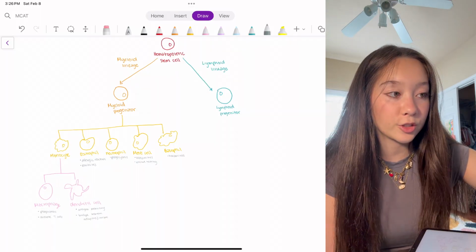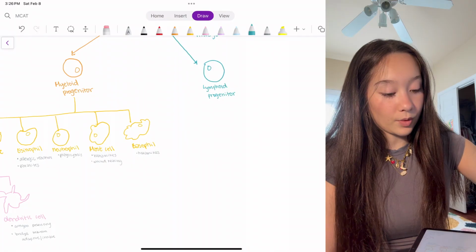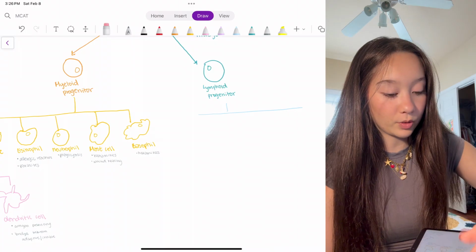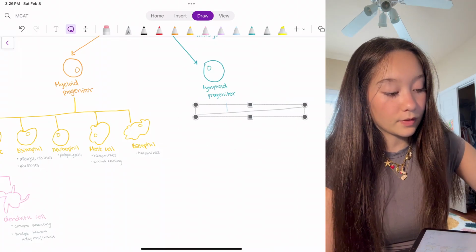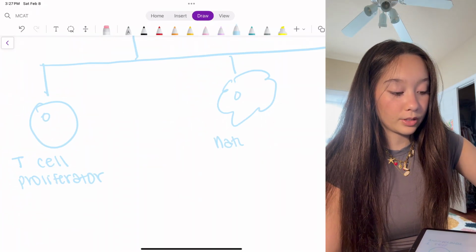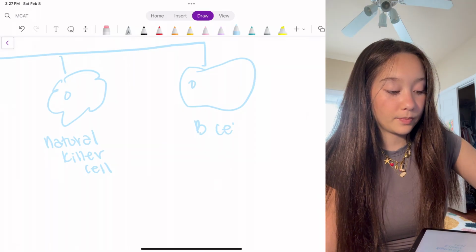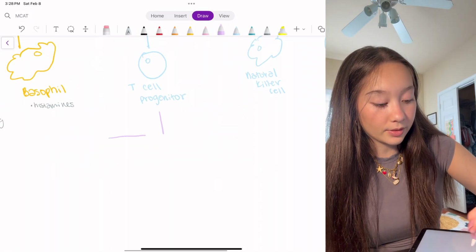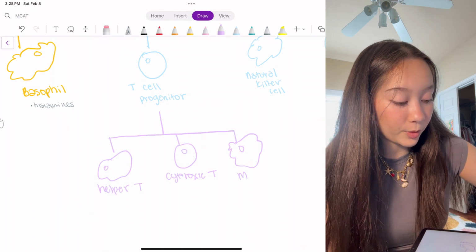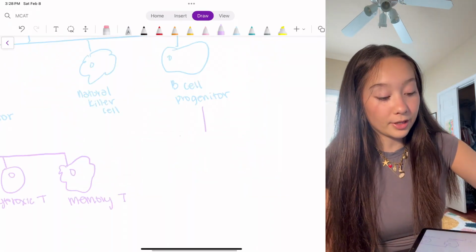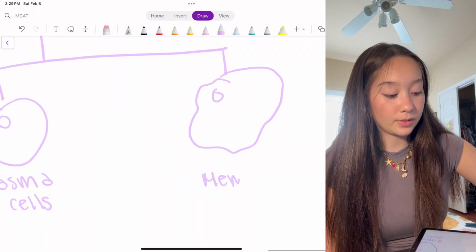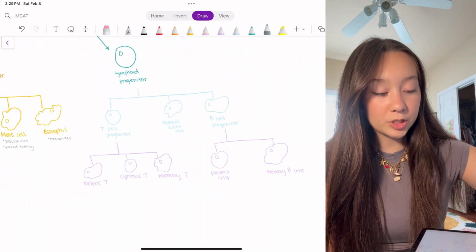Now we are going to move over to the lymphoid lineage. So instead of differentiating into 5 different cells like the myeloid one did, this one is only going to be differentiating into 3. We have the T cell, the natural killer cell, and then we have the B cell. And then from here, if we remember, these T cells can differentiate into helper T, cytotoxic T, and then those memory T cells. And then the B cells, if you also remember, can differentiate into those plasma cells, and then those memory B cells.